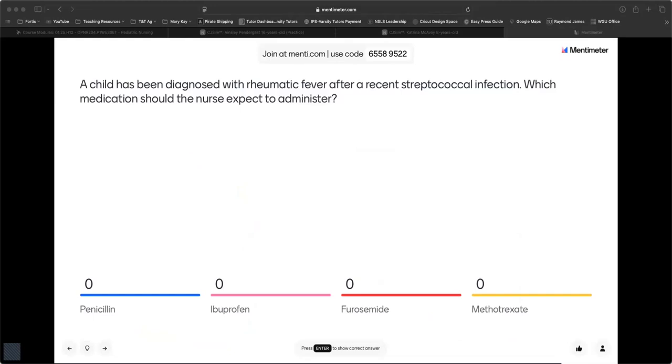Okay, another disorder. We've moved past the anatomical defects. Now we're talking about other cardiac disorders. So we've got a child with rheumatic fever after a recent strep infection. Which medication do we suspect we're going to have to administer? What medication do we give to those patients with rheumatic fever?